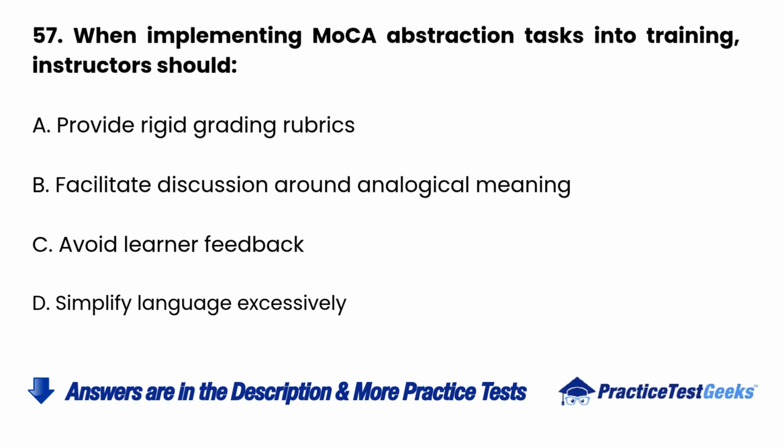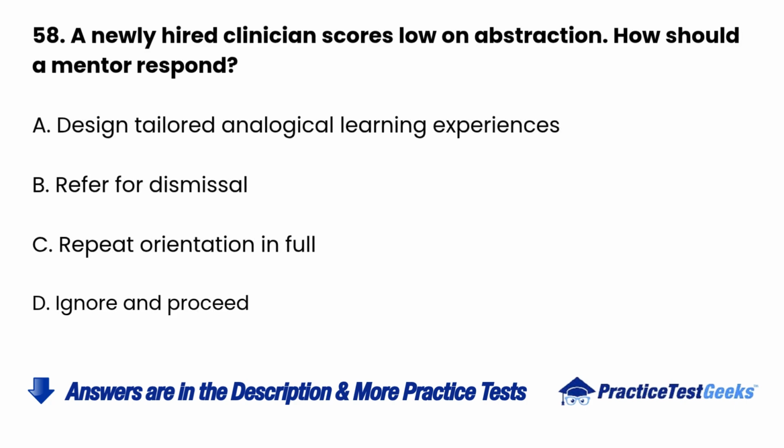57. When implementing MoCA abstraction tasks into training, instructors should A. Provide rigid grading rubrics. B. Facilitate discussion around analogical meaning. C. Avoid learner feedback. D. Simplify language excessively.